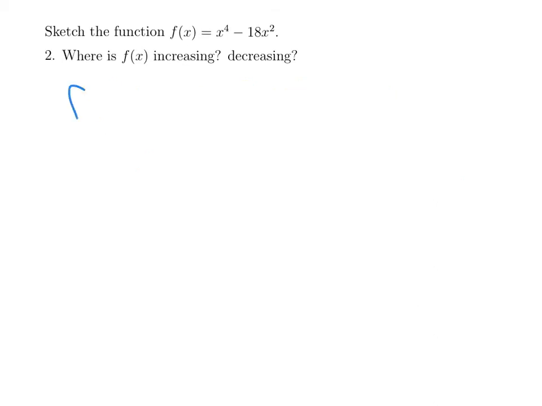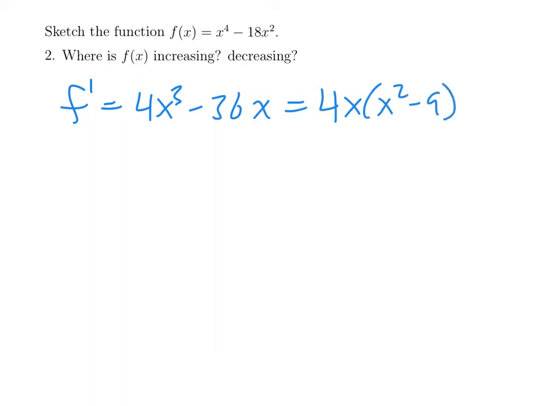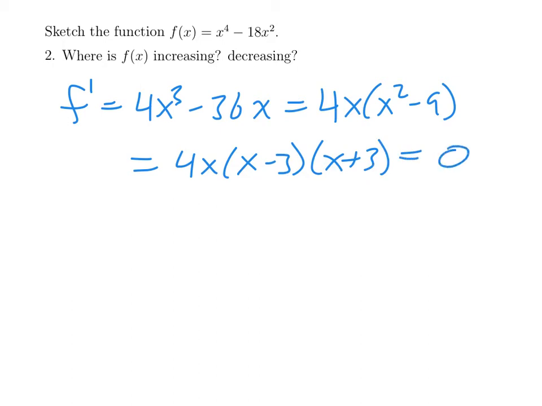To figure out where the function is increasing and where it's decreasing, we need to take the derivative. We see we can factor out a 4x. And we can keep factoring to get it all the way down to 4x times (x minus 3) times (x plus 3). And then to look at the critical points, we want to set that equal to 0. That gives us x is 0, positive 3, and negative 3.